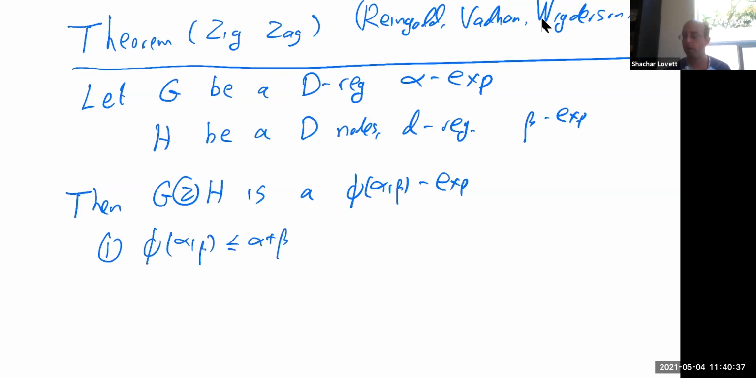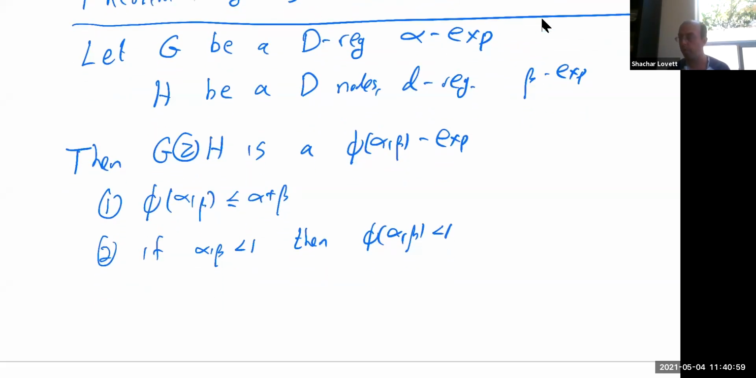So if alpha and beta are small, it's also small. You can prove that if alpha and beta are both below 1, then phi alpha beta is also below 1. So if both G and H are expanders, it's also an expander. You can prove even more properties of it, and we'll prove something slightly weaker than 1, which is still good enough to prove expansion.